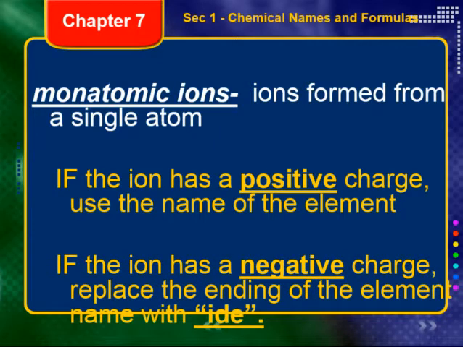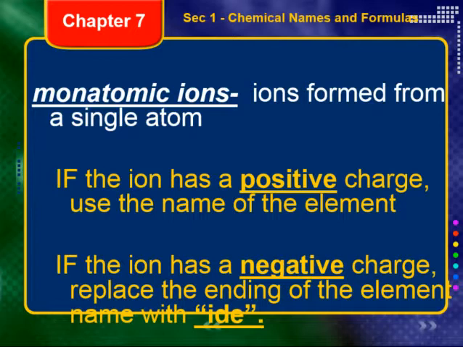Now, there are 2 different types of ions. We have monatomic and we have polyatomic. For example, on the back of your periodic table, you have a polyatomic ion sheet, so you can get used to the names of different polyatomic ions. But the opposite of poly is just mono, right? There's just one atom. Ions form from a single atom.